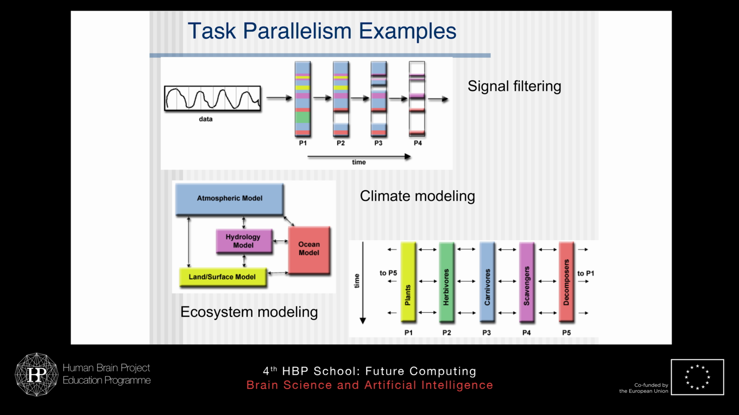This is typically something that is very coarse-grained, so you have relatively large tasks. Like when you do climate modeling, right, you have a model for the atmosphere, a model for the ocean, and so forth. And you can compute them independently, and then every now and then they exchange data, and you move on. Similar for ecosystem modeling, or signal filtering where you run a sequence of different filters over a signal, right? So it's a quite intuitive way of doing parallelism. Yeah?